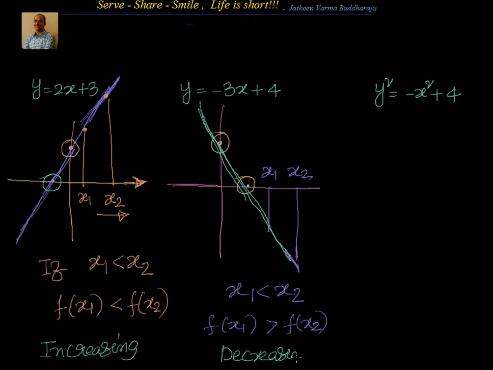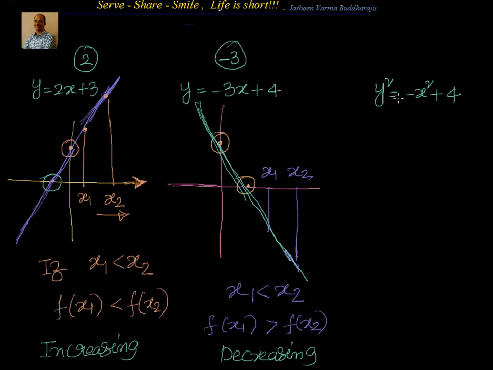And you can see that the function y equal to minus 3x plus 4 is a decreasing function for all the values of R. Similarly, y equal to 2x plus 3 is a function which is increasing for all the values of R. And remember, the slope is 2 here and the slope is minus 3 here. Okay, we'll come back to that.